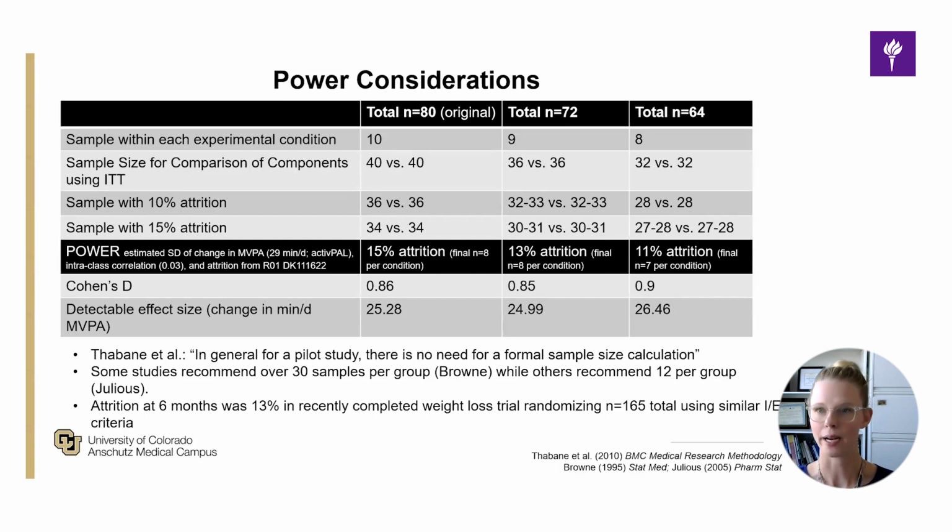And this is how it impacted power. My statistician, Laura Pyle, ran power analyses for 3 different scenarios: a sample of 80, a sample of 72, and a sample of 64. And we couldn't use the same attrition estimates, because if we had 15% attrition for 64, that would leave an imbalance across experimental conditions. And so she proposed an attrition of 11%, where we would have a final sample size of 7 per condition. The coherence V was still quite large in all 3, and our detectable effect size was around 25 to 26 minutes a day.